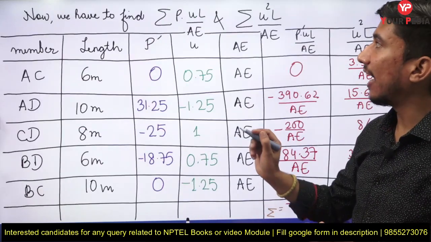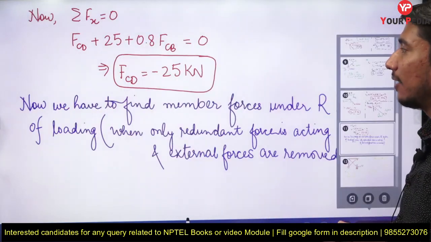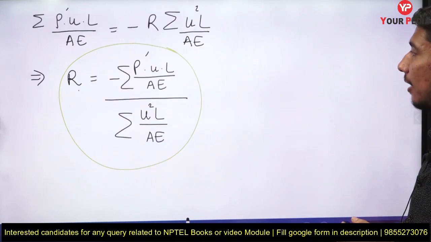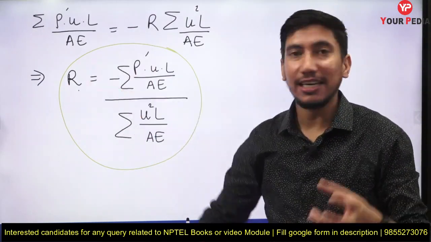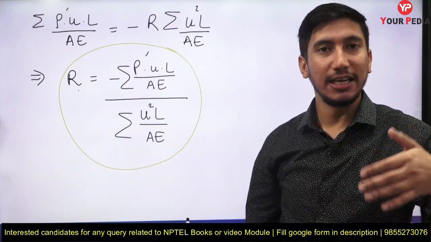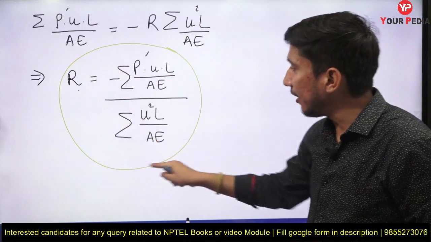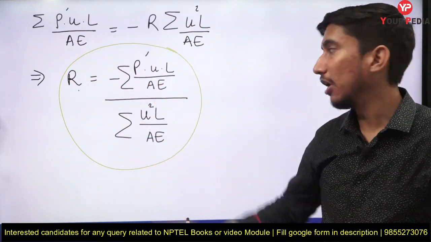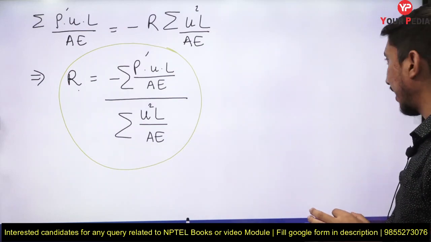Now what I have to do is find the value of R. And how can I find the value of R? I am doing this because I have to find the value of R. This R is basically HB, so I need to find HB. For that I need to find the value of R, and for the value of R I need these things. P dash I have found, U I have found. Now I have to make a table and find the summation. So that's what I am doing.